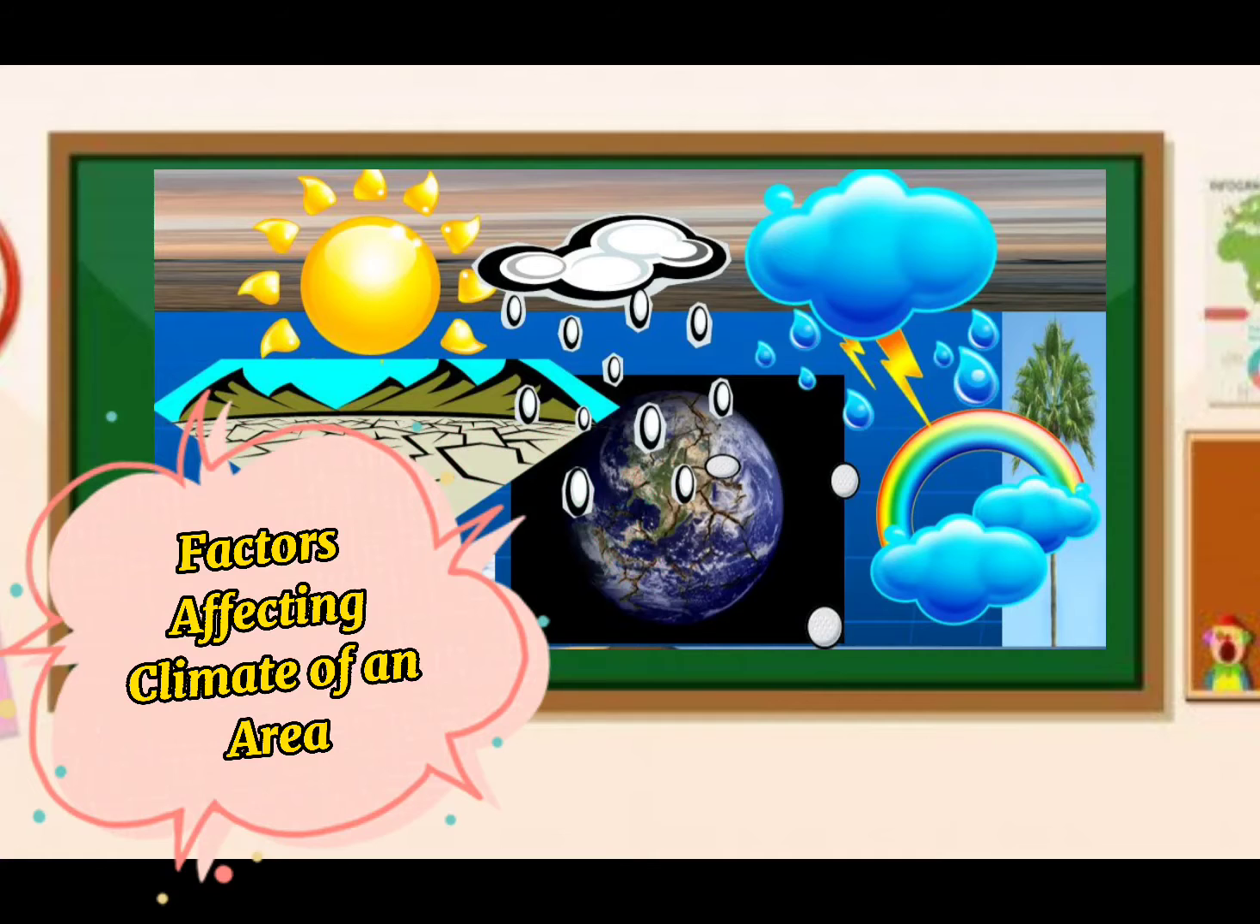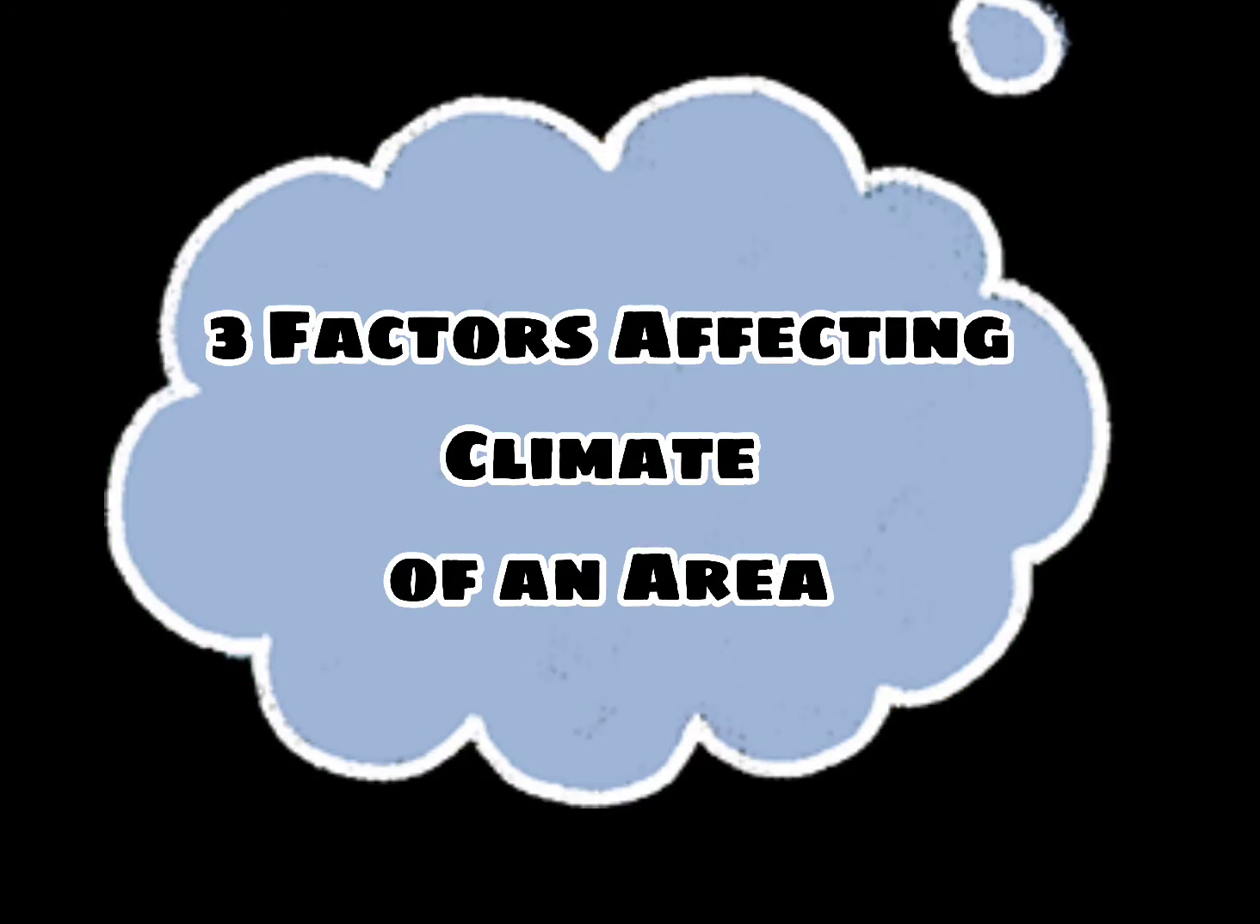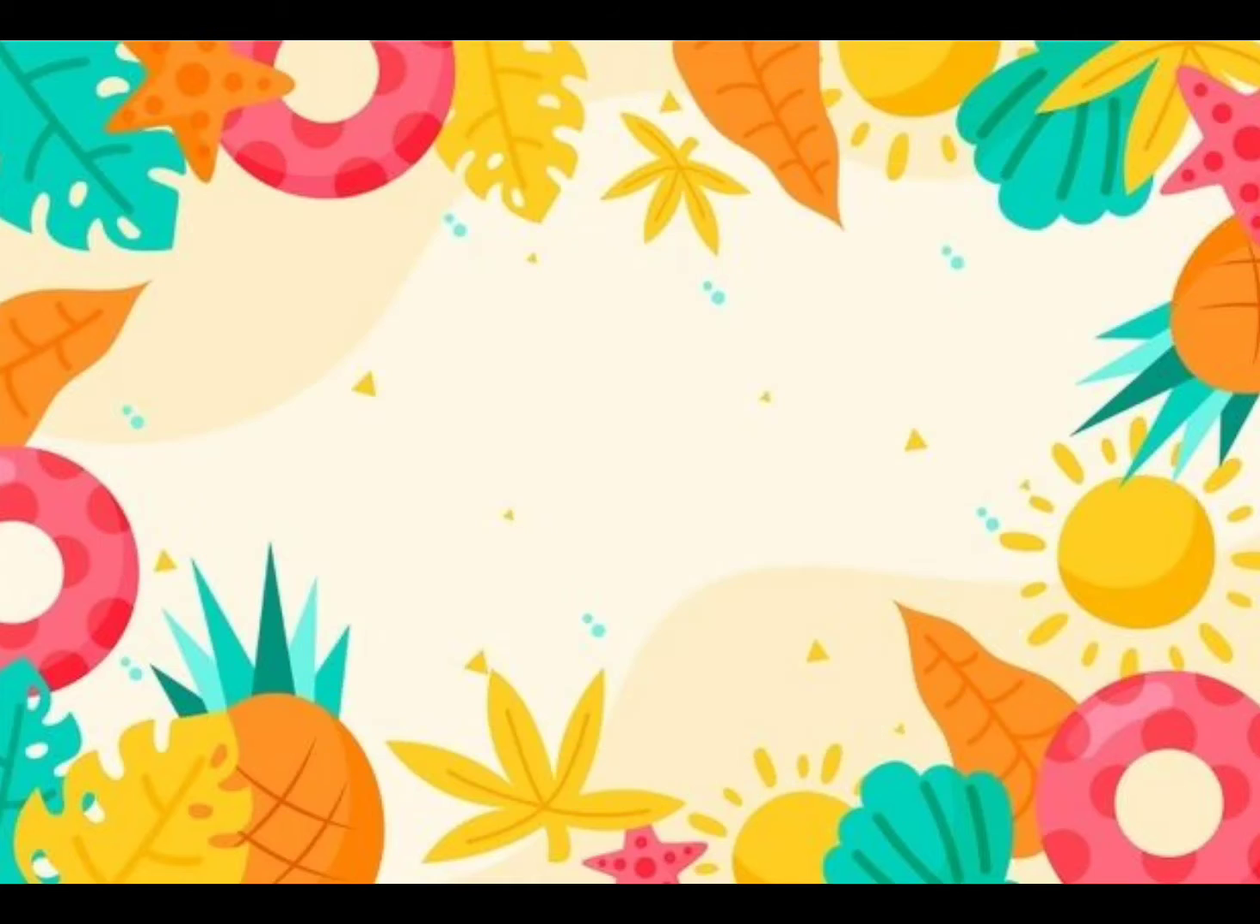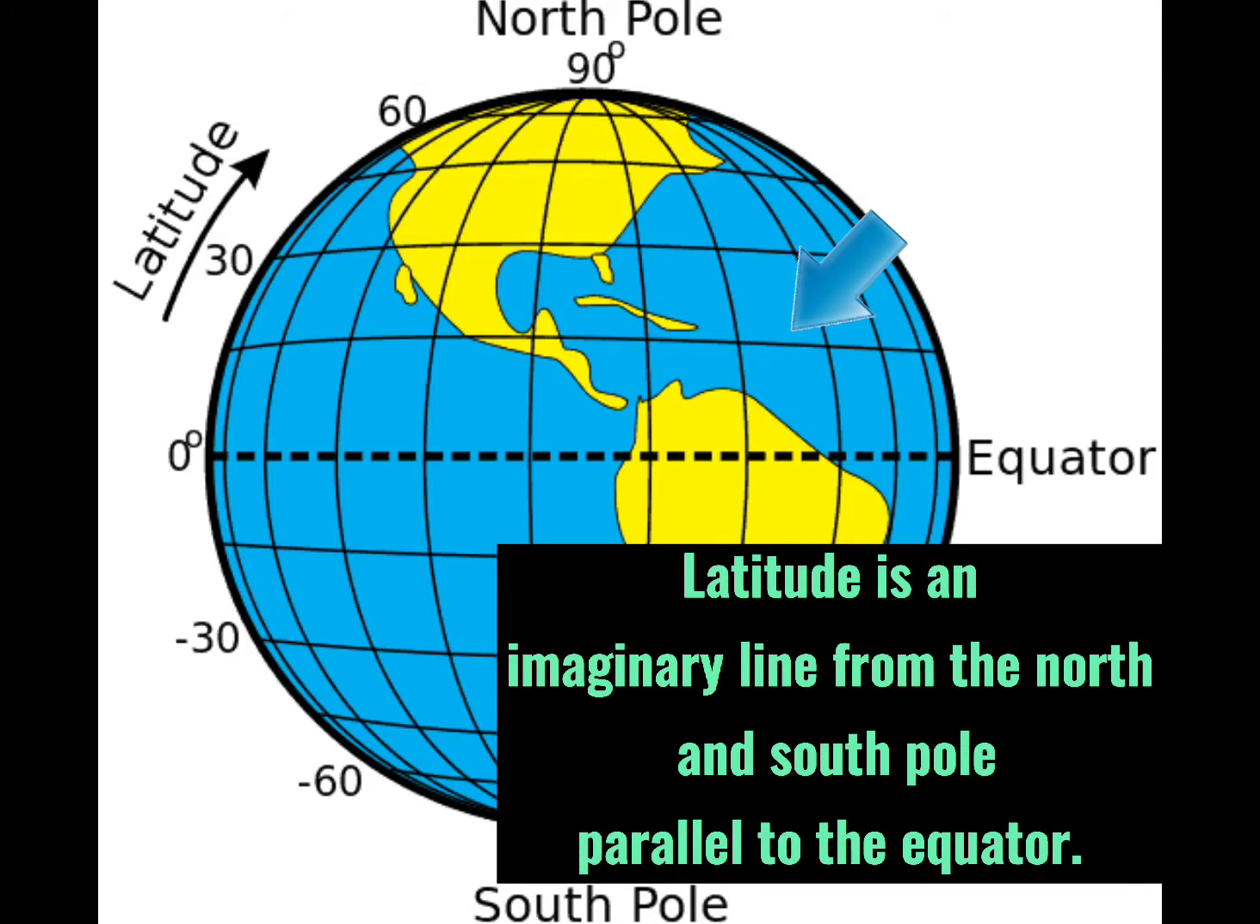If we are talking about the factors affecting the climate of an area, there are 3 main factors to be considered. Let us start with the latitude. Latitude is the distance from north or the south of the equator. It is an imaginary line parallel to the equator.